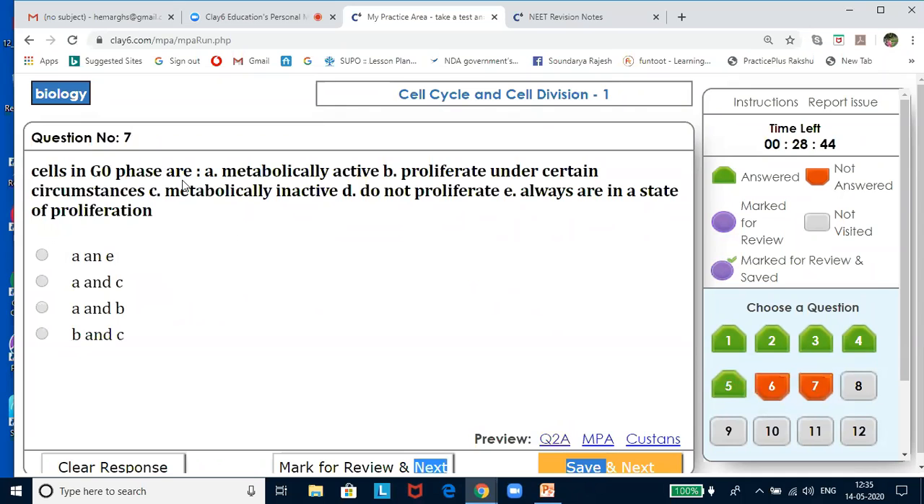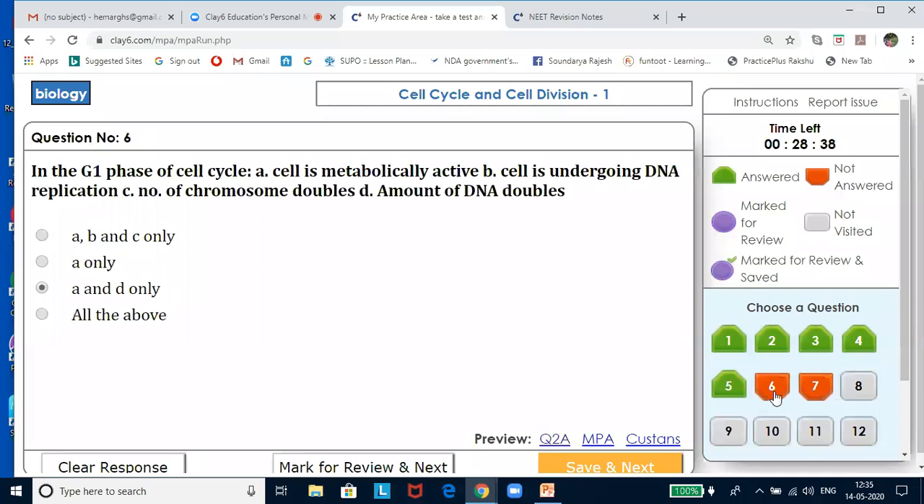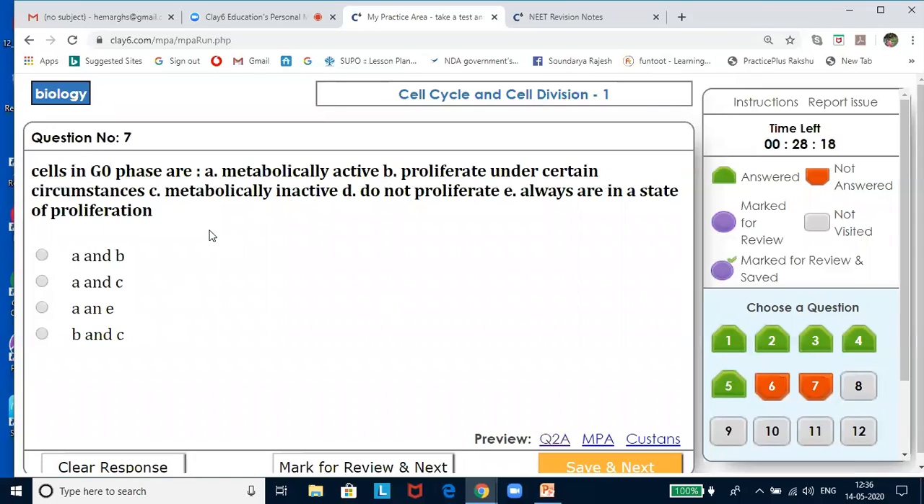Cells in G0 phase. Sorry, I have left 6. In the G1 phase of a cell cycle, cell is metabolically active. Cell is undergoing DNA replication. Number of chromosome doubles. Amount of DNA doubles. So here it is only A. Cell is metabolically active. Cells in G0 phase are metabolically active, proliferate under certain circumstances, metabolically inactive, do not proliferate, always are in a state of proliferation. So it is A and B.